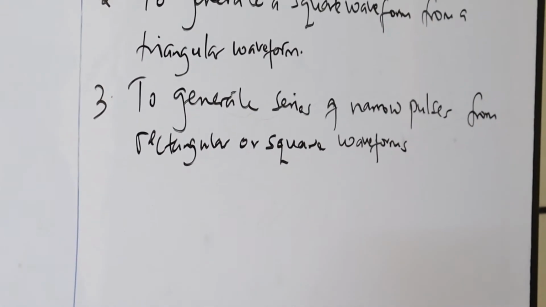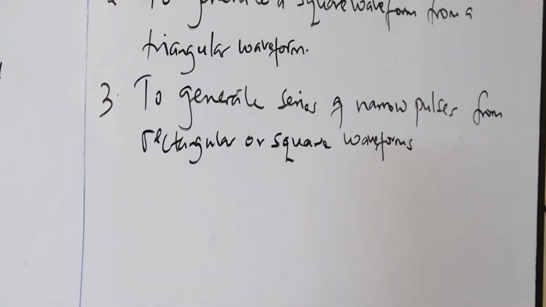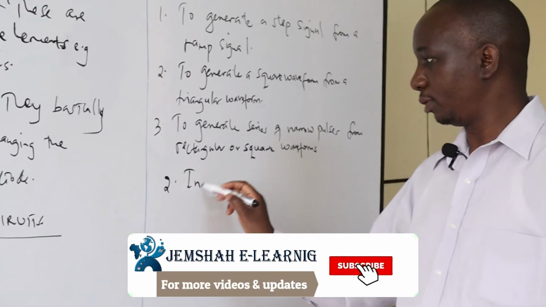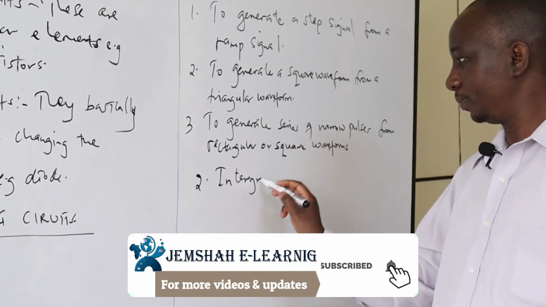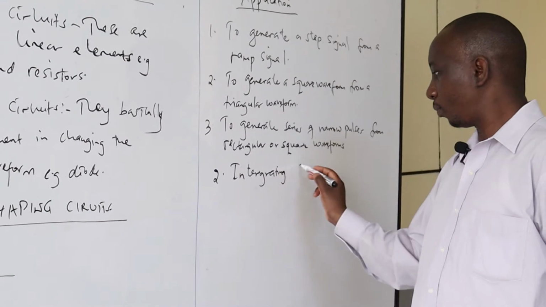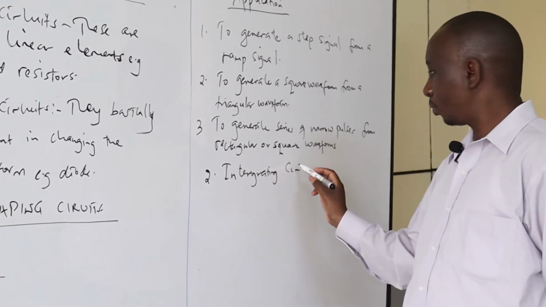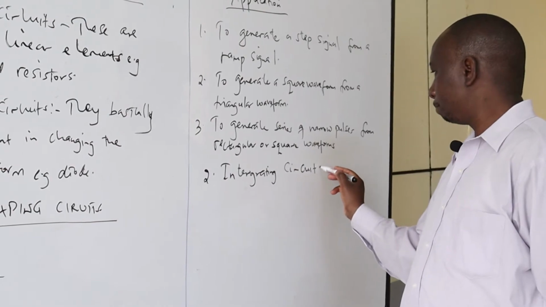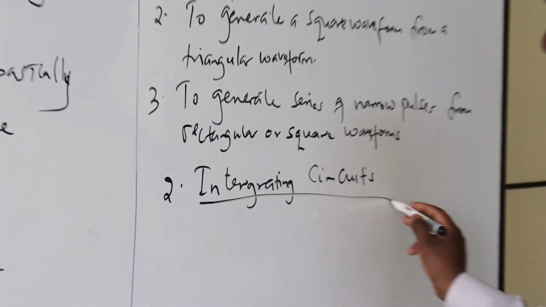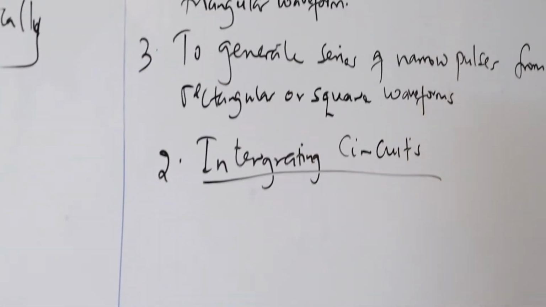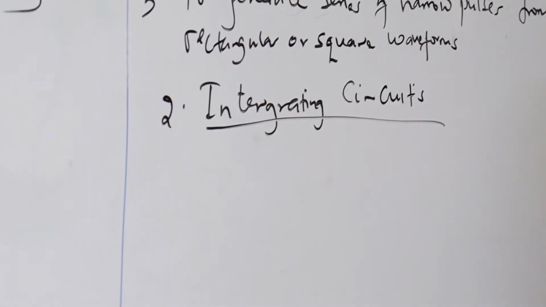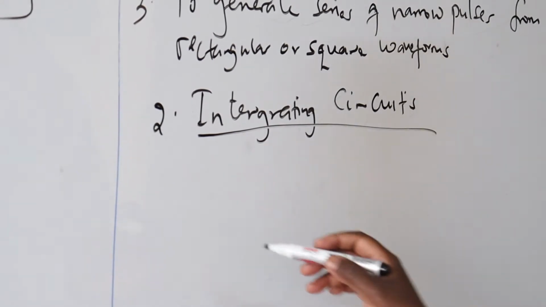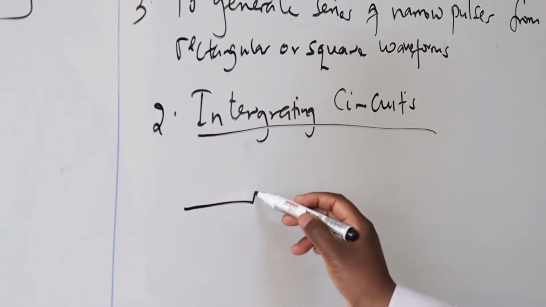So we're going to discuss our second circuit about linear wave shaping. In this case, we're going to discuss what I refer to as integrating circuits. As is the norm, we are going to start with the diagram so that we understand the integration part of it. To integrate circuits, the first thing you need to understand is to draw the diagram.